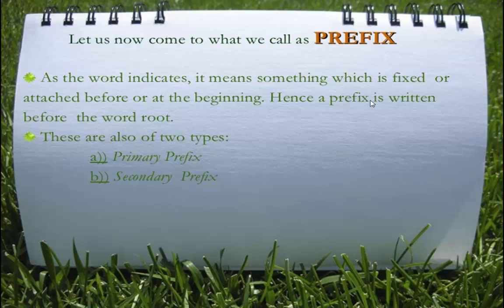Now come to the point of prefix. As the word indicates, it means something which is fixed or attached before or at the beginning. Hence, a prefix is written before the root word. Remember, students, a prefix is also part of the word which comes before the root word. In the presence of a prefix, there are two types. One is primary prefix and another one is secondary prefix.